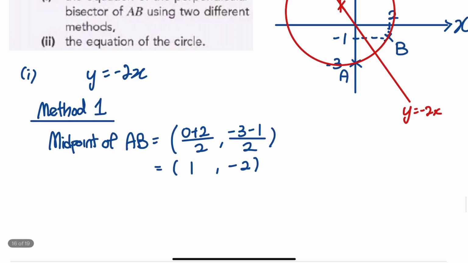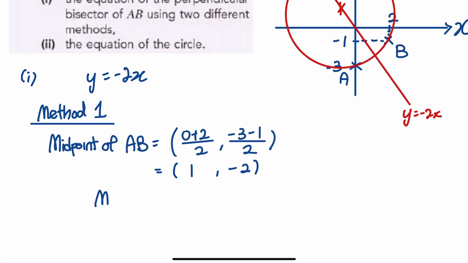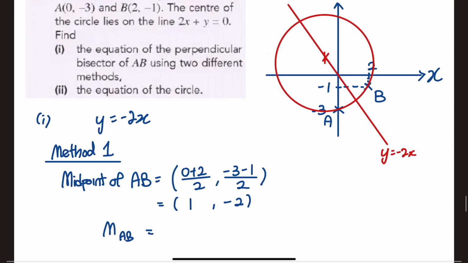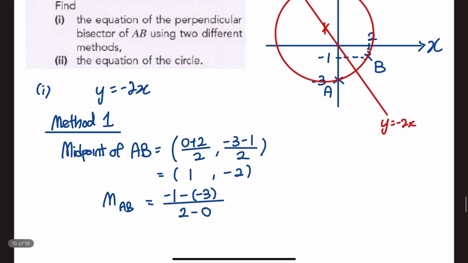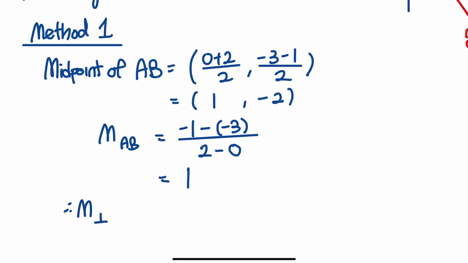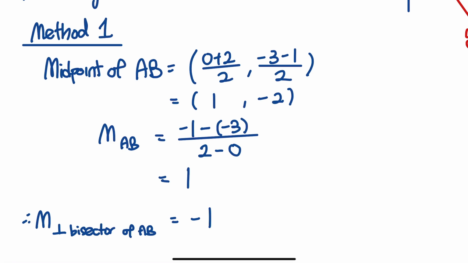Okay, next one, gradient of AB. Gradient of AB, this is simply equals to y2 minus y1. So over here, y2 minus y1, I have negative 1 minus negative 3 divided by 2 minus 0. Okay, so this is simply equals to 1. Therefore, the gradient of perpendicular bisector of AB, this gradient here is simply 1 divided by negative 1. It will be equals to negative 1.